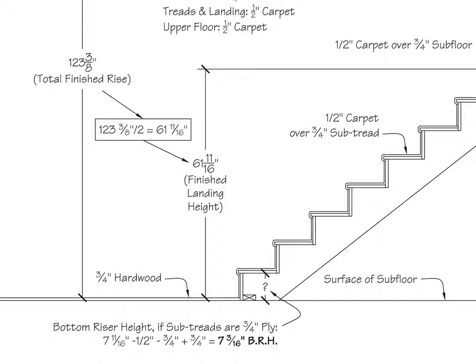The next step is to calculate our bottom riser height for the lower stringer. This process is the same as we learned in Unit 2. Recall that our formula for the bottom riser height is the unit rise minus the tread and subtread thickness plus the bottom floor material thickness. This gives us a bottom riser height of 7 3/16 inches for the lower stringer.